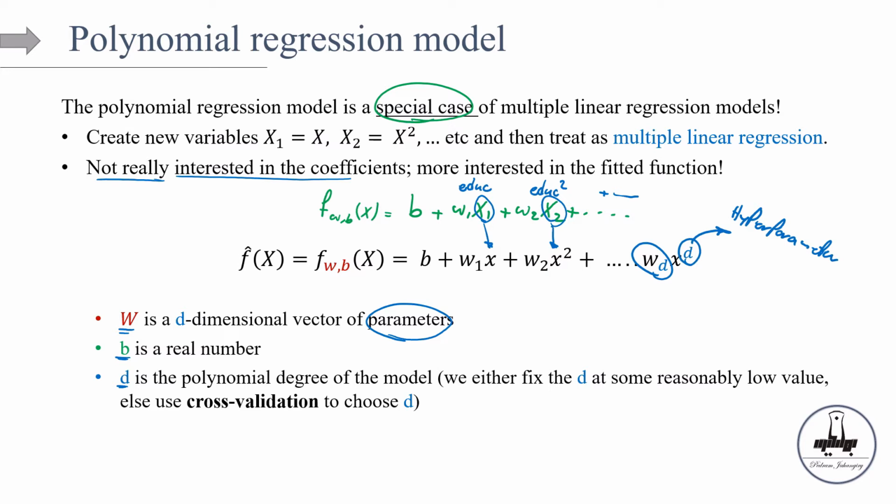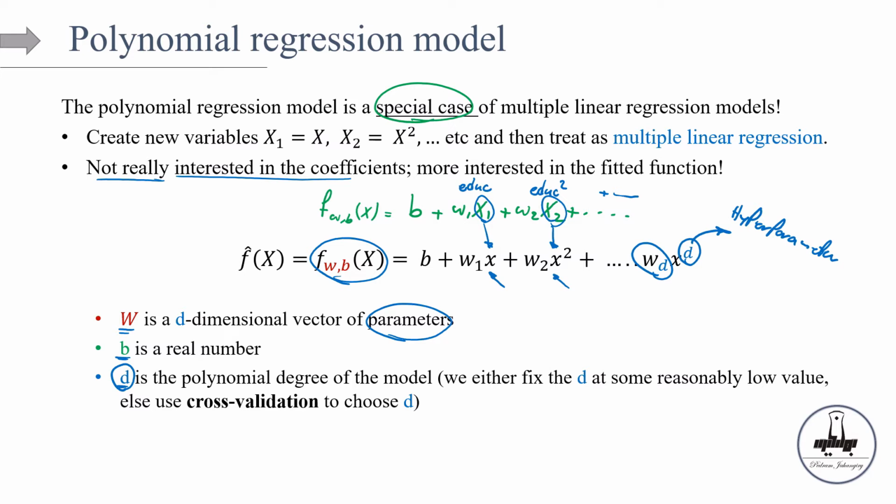As we discussed earlier in the linear regression model, it's also a parametric model. Why? Because we're imposing a functional form on the model. The functional form is something like this: w1x plus w2x squared plus w3x cubed, etc. So we are imposing this functional form. For that reason, it's a parametric model, which has both parameters and one hyperparameter, which is D. D is the polynomial degree of the model, and we call it a hyperparameter.